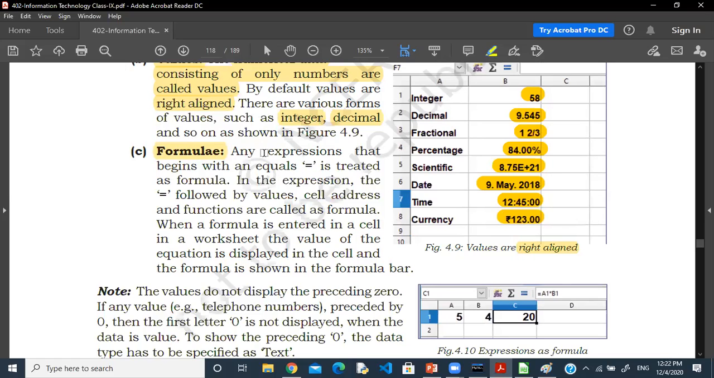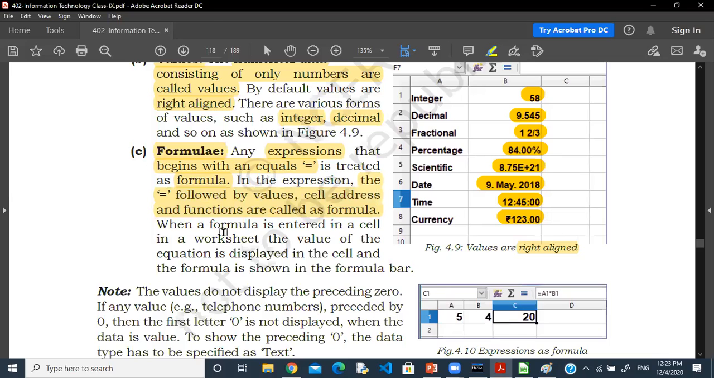But remember one thing: an expression, that is, a formula you write, is sometimes also known as an expression, because it is going to be evaluated. A formula always begins with an equal symbol. Whatever you start writing in a cell that begins with the equal sign, Excel or OpenOffice Calc automatically understands this is a formula. In the expression, the equal sign followed by values, cell addresses, and functions is called a formula. After the equal sign, you are free to write values, cell addresses, and any other function.